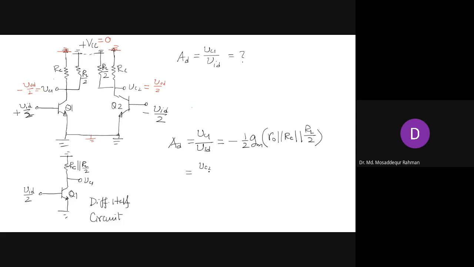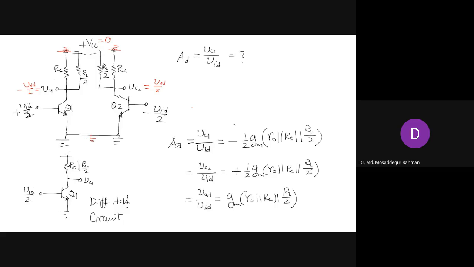If we are taking from the second collector, collector 2, then it will be plus, right? Just plus and the same gain expression, R naught in parallel with RC in parallel with half of RL. And if you are taking output differentially, then VOD by VID will be twice of this gain, and that we can write as GM, R naught in parallel RC in parallel half of RL.